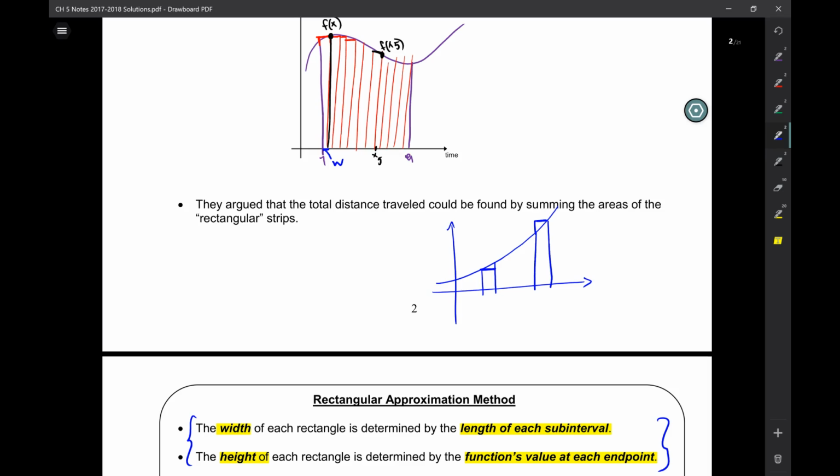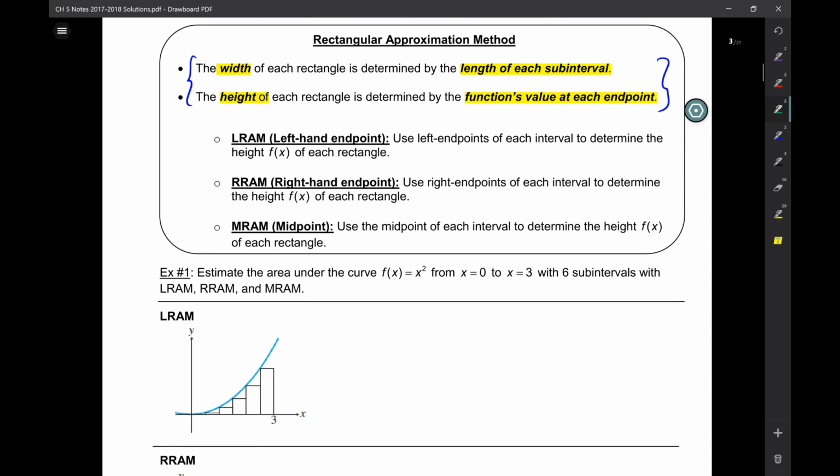What happens if I did it from left to right? Look, I have a little bit that is unaccounted for. What happens if I do it this way? I get a little bit of extra. And then another way to do it is, here it is, I could find the midpoint and close it off at the midpoint. Okay?